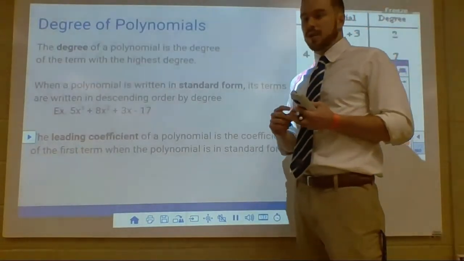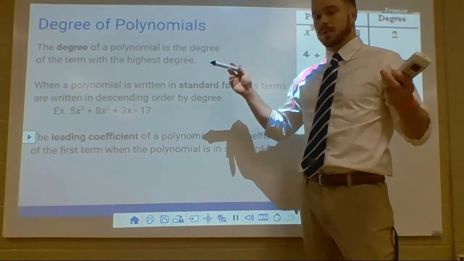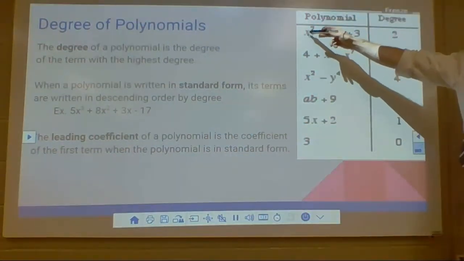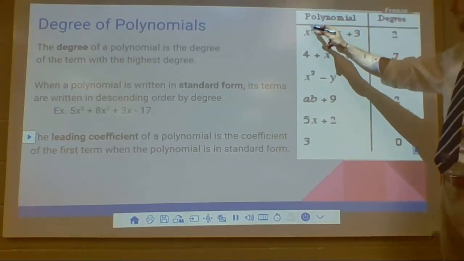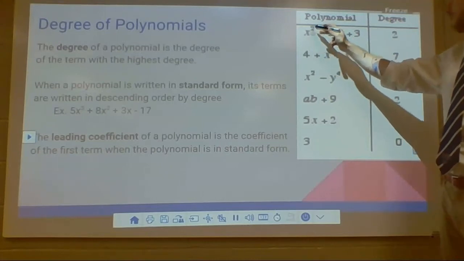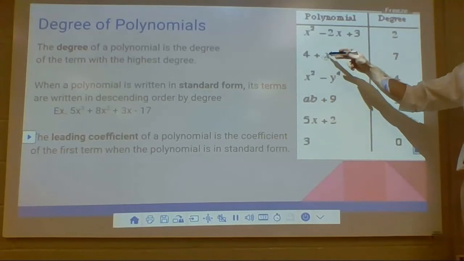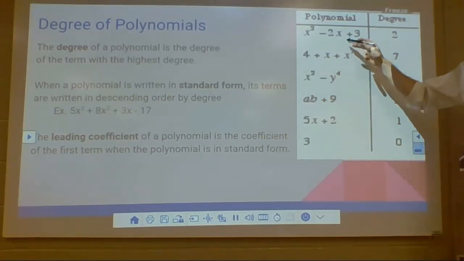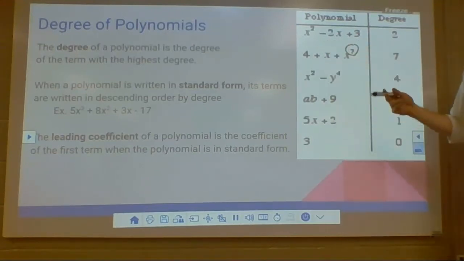Now to find the degree of a polynomial, we look at the degree of the term with the highest degree. So here's some examples of that. We have x squared minus 2x plus 3. Well, the term with the highest degree is x squared, and the degree is 2. So for this example, 4 plus x to the 7th power, the highest degree of these terms is 7, so the degree of the whole polynomial is 7.